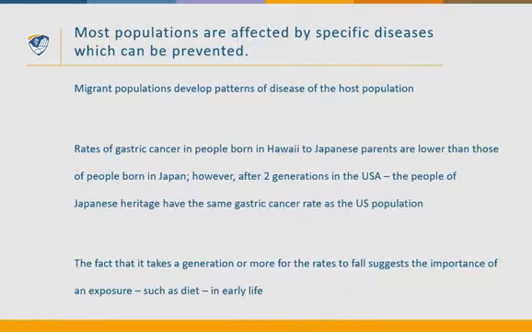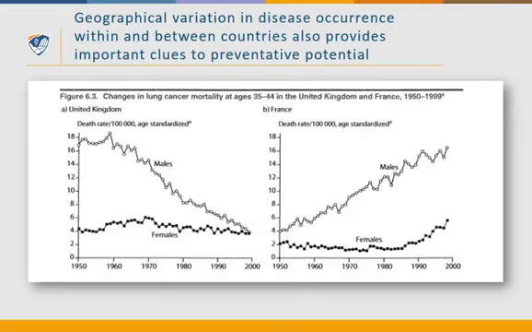So as generations adopt the culture of that country, you see that pattern develop. The fact that it takes a generation or more for the rates to fall suggests the importance of an exposure such as diet early in life. So here we're looking at geographical variation in disease occurrence within and between countries. This can provide some clues as to preventative potential.